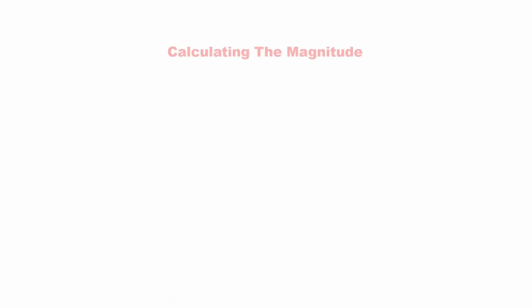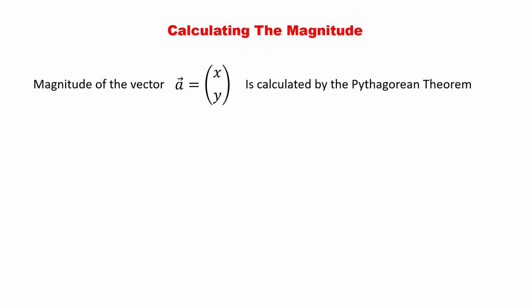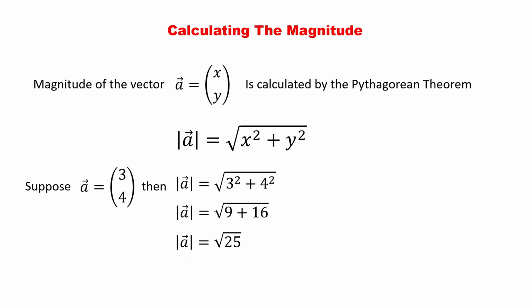Now, let us move to the calculation of the magnitude of the vector if you are given a column vector. So, if you have a column vector A with X and Y components, then the magnitude is calculated by the Pythagorean theorem. So the magnitude, that is |A|, will be equal to the square root of X squared plus Y squared. Suppose we have our column vector with components 3 and 4, then the magnitude of this vector will be the square root of 3 squared plus 4 squared, which is equal to the square root of 9 plus 16, which is equal to the square root of 25, which is equal to 5.